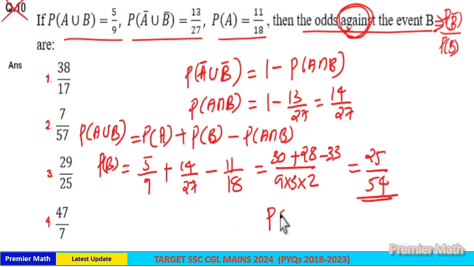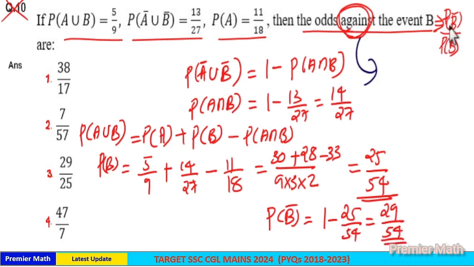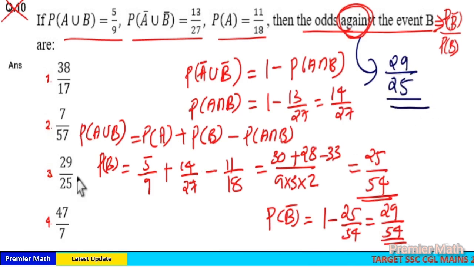Then P of B naught is equal to 1 minus 25 by 54, which is equal to 29 by 54. Which means here the odds against B formula is P of B bar divided by P of B. So P of B bar is 29 by 54 divided by 25 by 54, which is equal to 29 by 25. So option 3 is your answer.